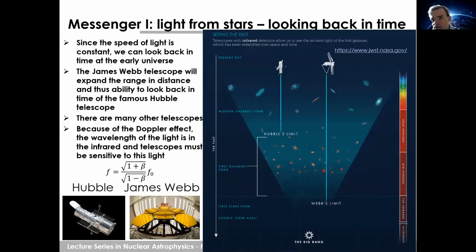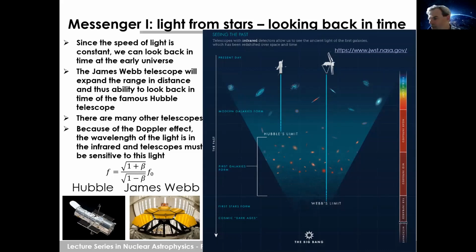So how do we learn about stars? This is really the first messenger, and this is the oldest one. You can just look at them, right? You can just look at the light from the stars. And really the interesting thing about looking at stars is that you look back in time. The speed of light is constant. It's about 3 times 10 to the 8 meters per second. And so it takes time for the light to travel here. If you look at very distant stars, you basically are looking back in time. And so this allows us to look back towards the Big Bang, right? Because you're looking back in time.